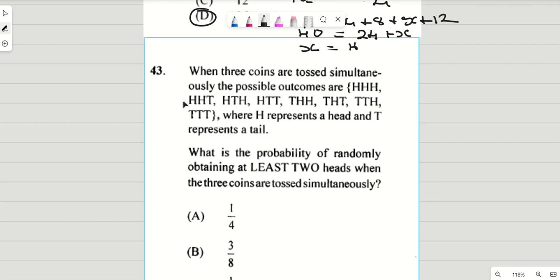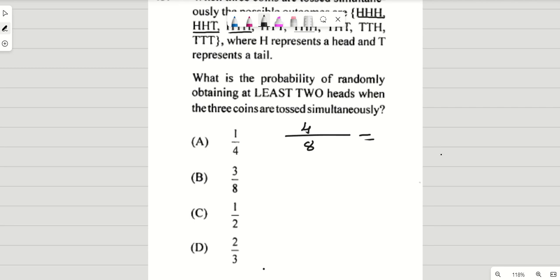2 heads. So we're looking for one that has 2 heads. So we have this one, this one, this one. So 1, 2, 3. Is there any with 2 H's? At least 2 heads. Remember, it would be 2 or more. So it is 1, 2, 3, 4. It would be 4 out of 1, 2, 3, 4, 5, 6, 7, 8. 4 out of 8, which would be equal to a half. So the answer is C.